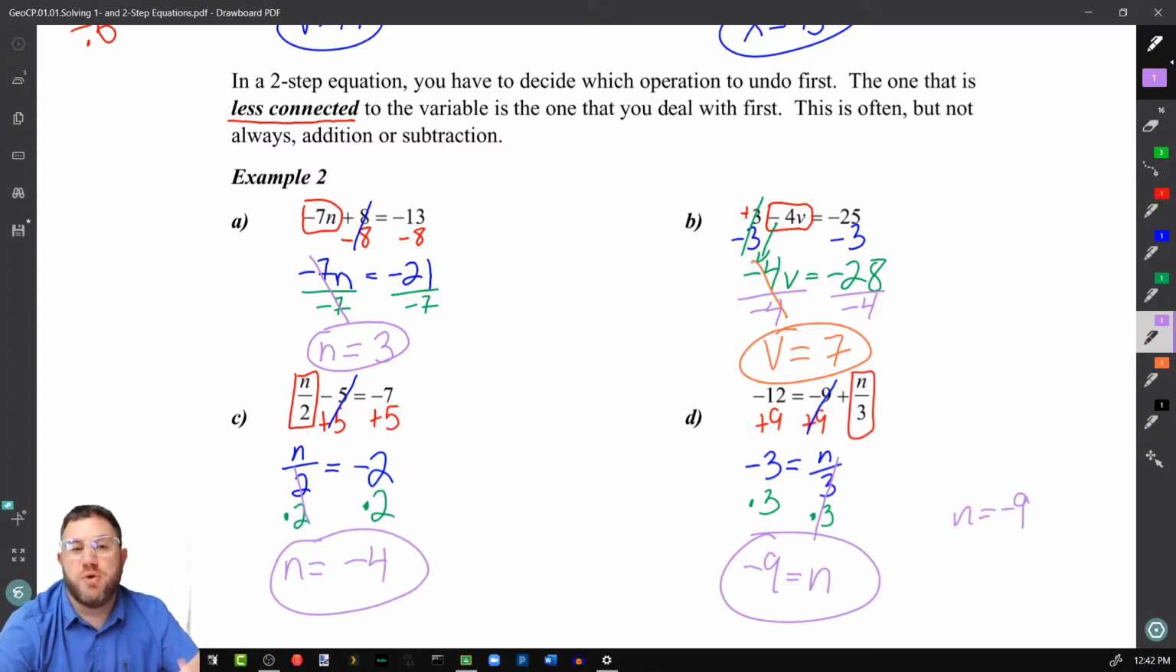But that's it for solving our 1 and two-step equations. So now I want you to work on the practice problems, and we'll go over them as we need to. Next time we will look at distributing across a parenthesis and combining like terms.